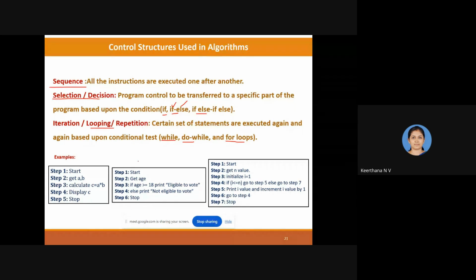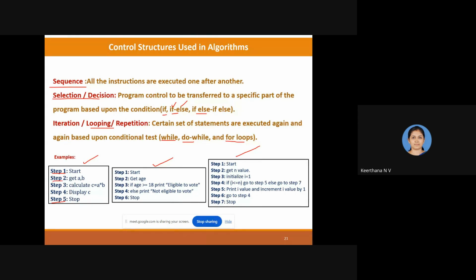So, how to write an algorithm for these control structures? First one is sequence, second one is if or if else, and the third one is, you are going to display the natural numbers. See here, I can write an algorithm. This is an algorithm for multiplication of two numbers. Step one should always be the start of the program, and the last step should be the stop of the program.